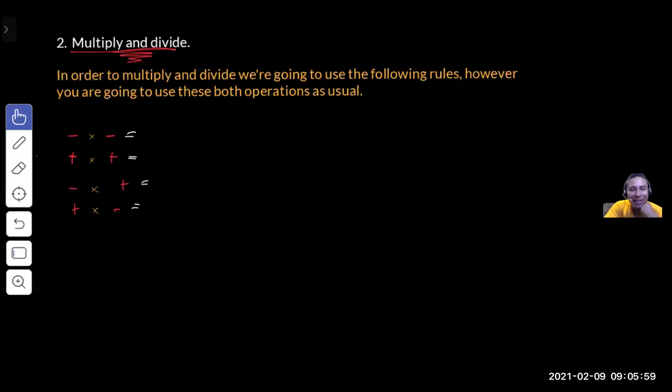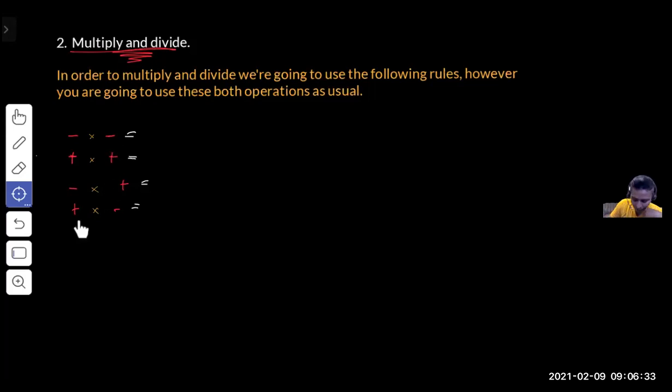Again, now guys, once we have learned how to add and subtract numbers, we're gonna learn how to multiply and divide. I know that you know how to multiply and divide, but with the sign, this is something most people get confused with, but it's pretty simple. We're gonna follow this order here. In order to multiply and divide, we're going to use the following rules, and you're going to multiply and divide as usual.